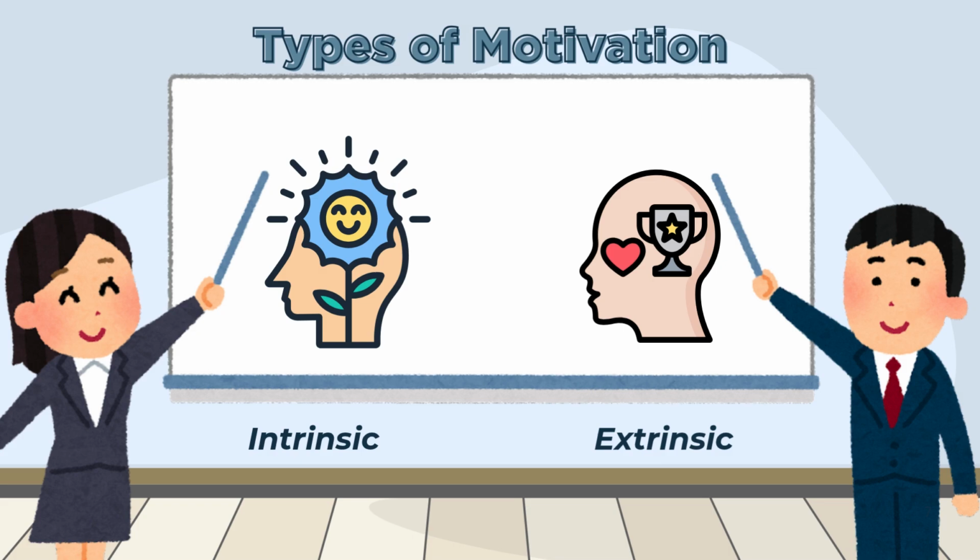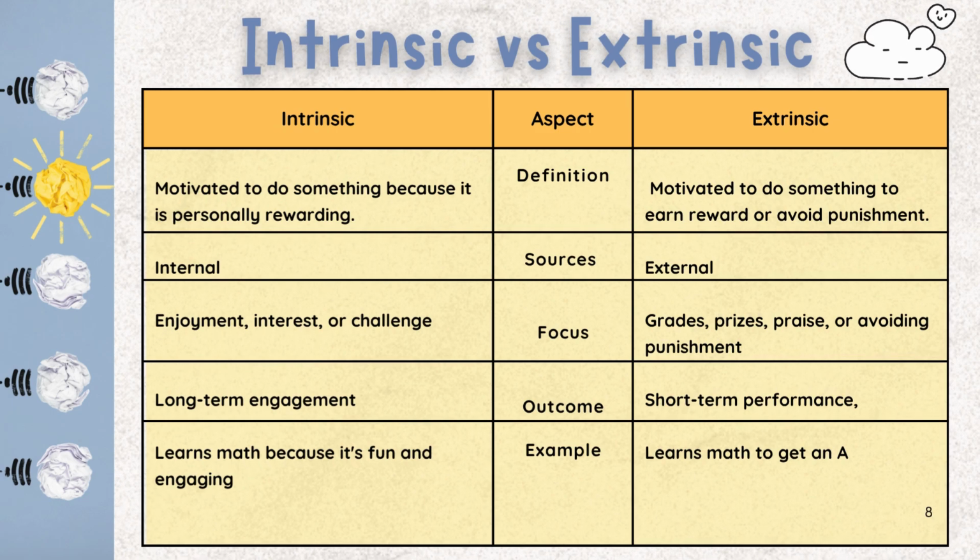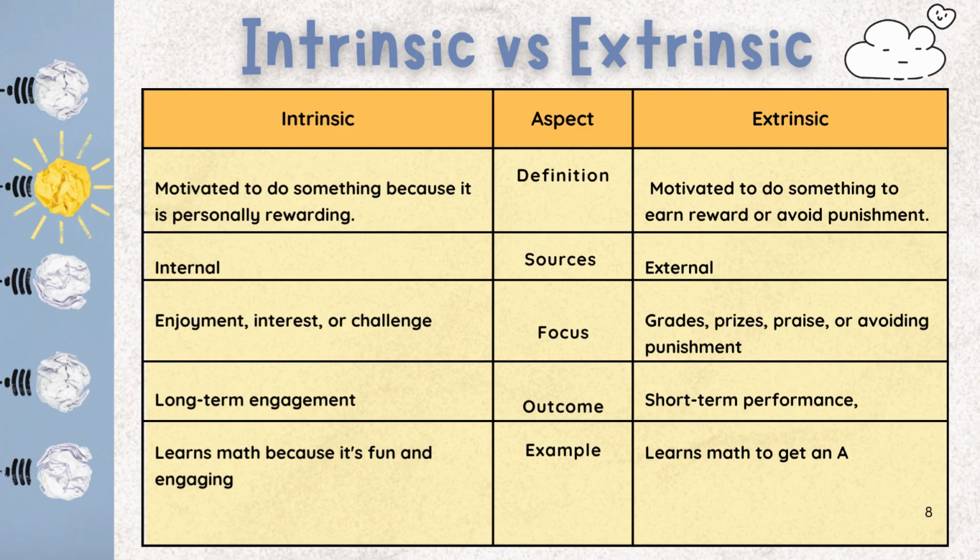Alright, now we are going to explore types of motivation. There are two types we will focus on, which is intrinsic and extrinsic motivation. These two are different, but both can affect our performance and attitude in education and beyond. On this slide, we compare intrinsic and extrinsic motivation using 5 key aspects, which is definition, source of motivation, focus, outcome, and example. So let's go through them one by one for each type.